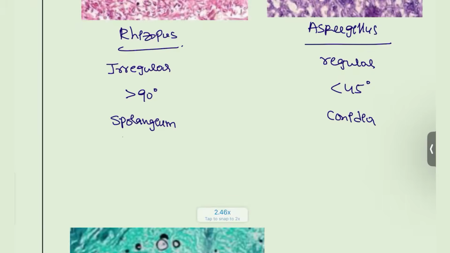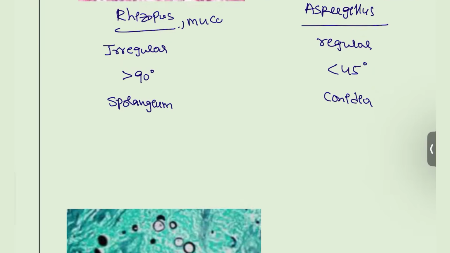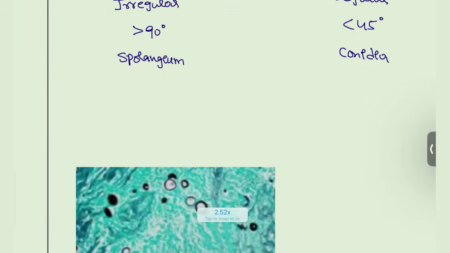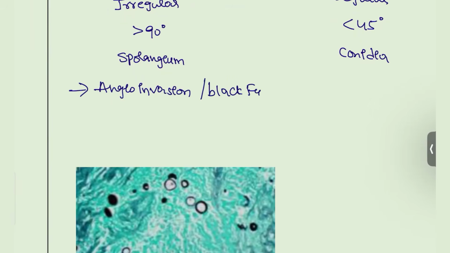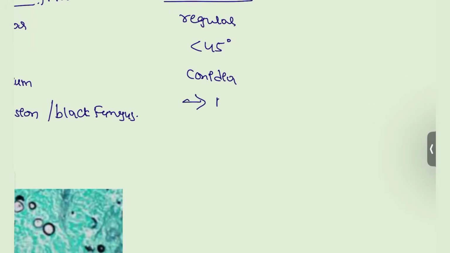And the Rhizopus and the Mucor, what is this going to cause, guys? It is going to cause angioinvasion, or the black fungus, right? This is going to be seen in the patient. And for this one, you are going to see pneumonia and also eye infections commonly. All this will be caused in patients with Rhizopus.